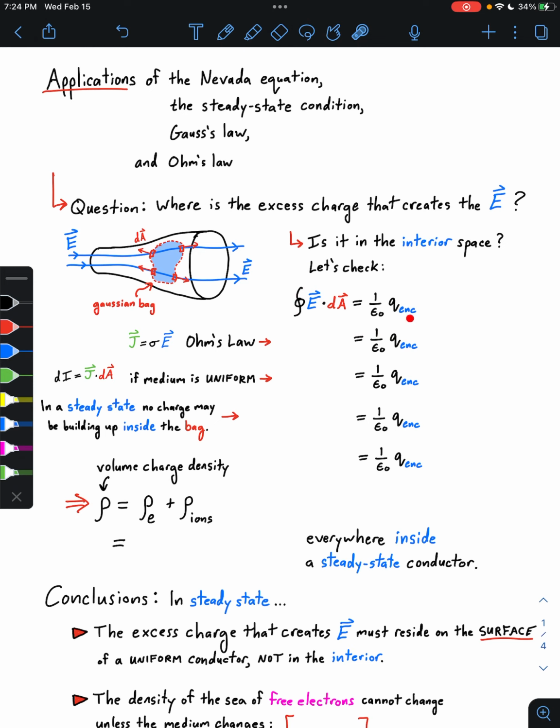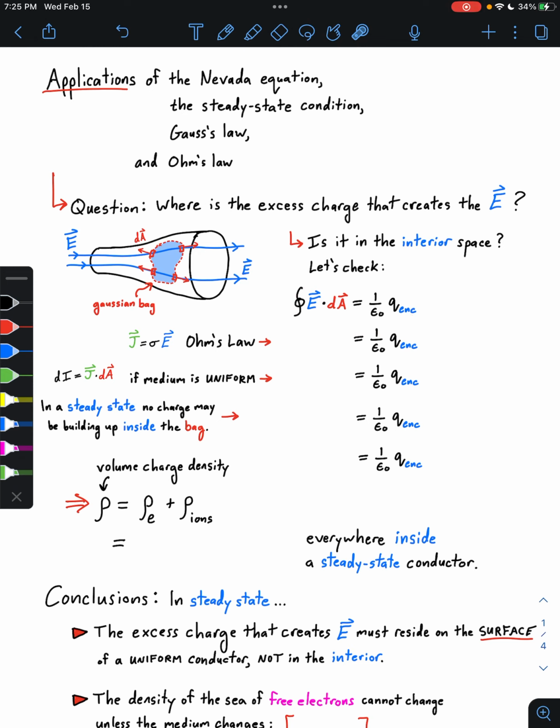Is it in the interior space? Let's check by applying Gauss's law. So imagine a Gaussian bag embedded entirely inside the conductor here. The electric flux can be evaluated by applying Ohm's law. If this is an ohmic conductor, then we can replace our electric field at any point inside by the current density J at that point divided by the conductivity of the material at that point.